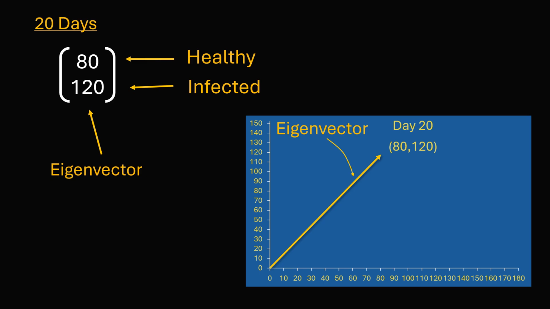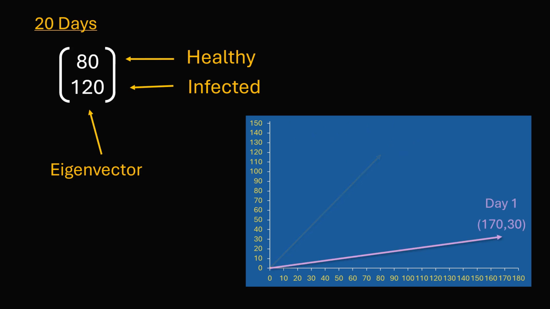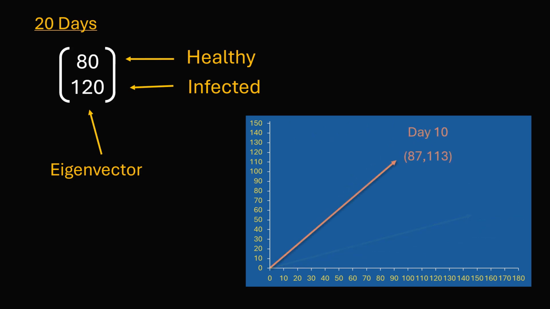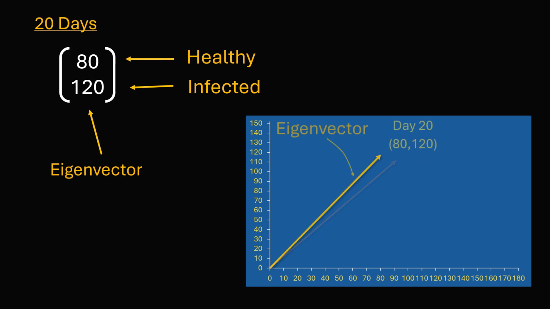Now let us plot the vectors for day 1, day 2 and day 10. So these are the vectors for these days. You can observe one thing, that the vectors for day 1, day 2 and day 10 are shifting towards the y-axis, or are shifting to the left side of the graph. This means that the vectors are rotating counterclockwise with every passing day.